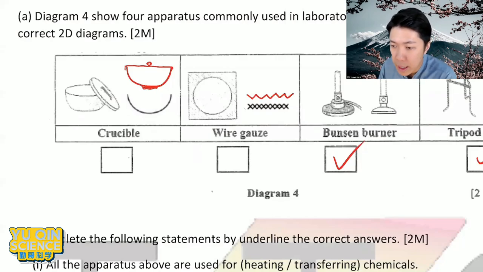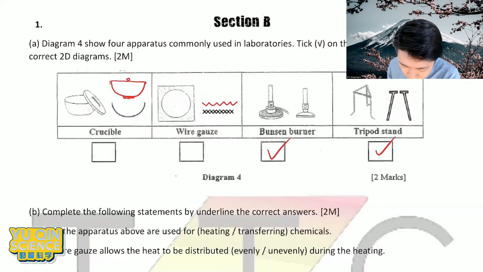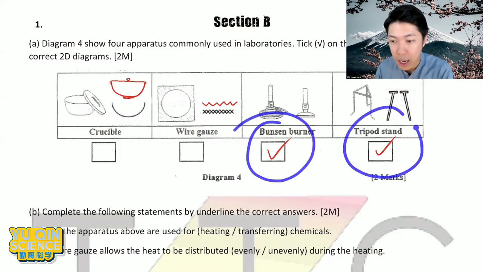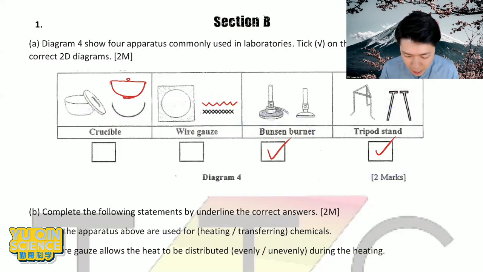Okay, gas L, or what is gas L already? Oh, just now, Heather, that was carbon dioxide. Gas L, carbon dioxide. Okay, so the correct answer should be this one, Bunsen burner and tripod stand. Everybody, this is a correction. My bad. Wire gauze is also a correct one, according to your book right now, but it was supposed to be this drawing. Okay, no problem.